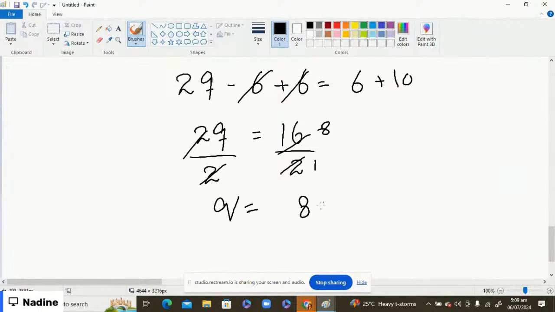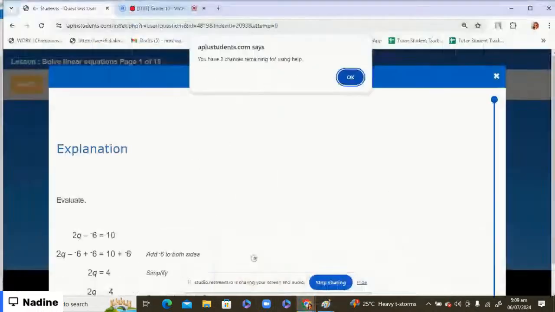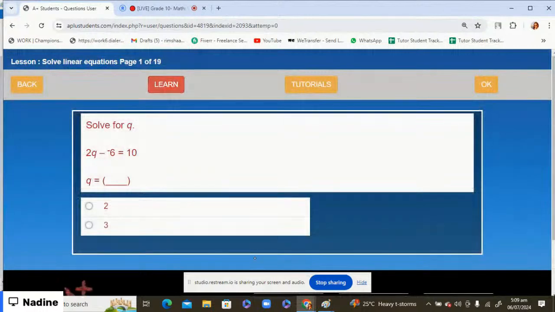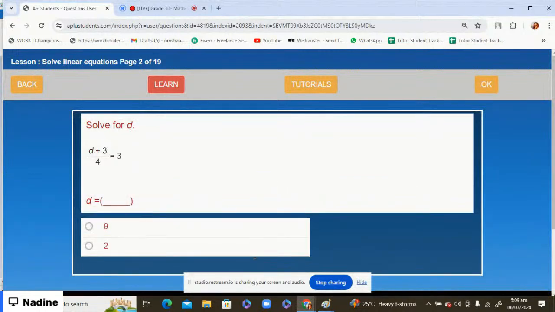I think the answer is 2. Okay, the answer is 2. Let's solve another question, then you'll be more able to clear it. Look at this one.